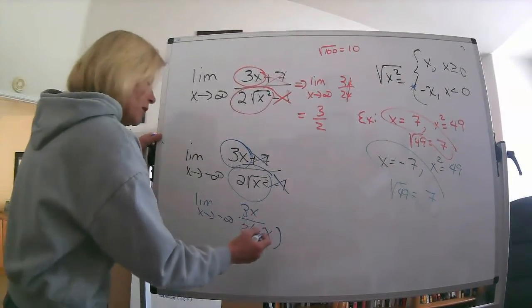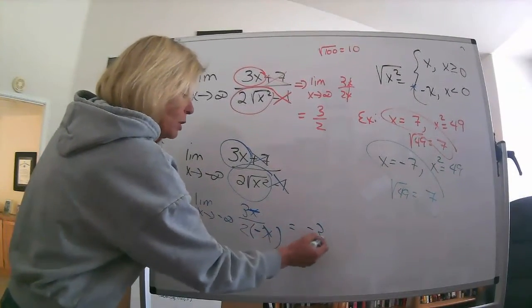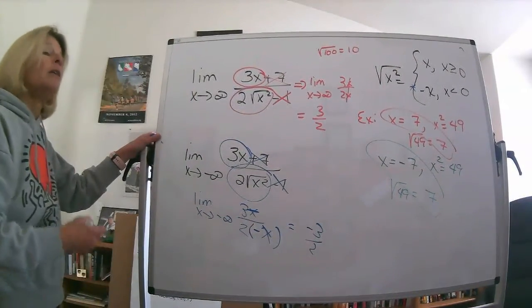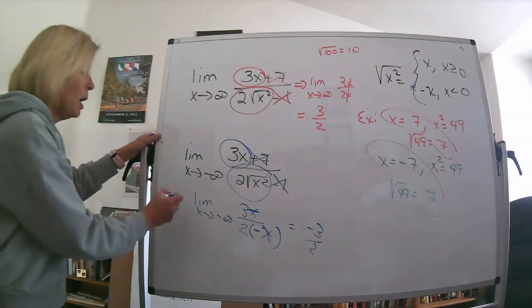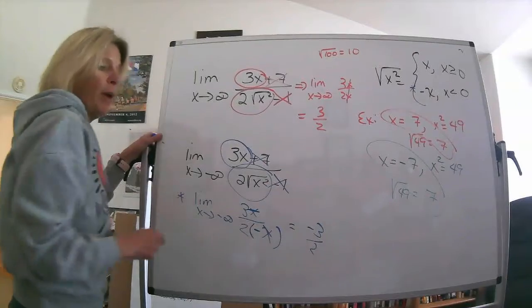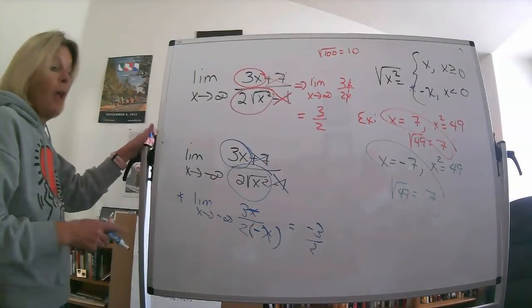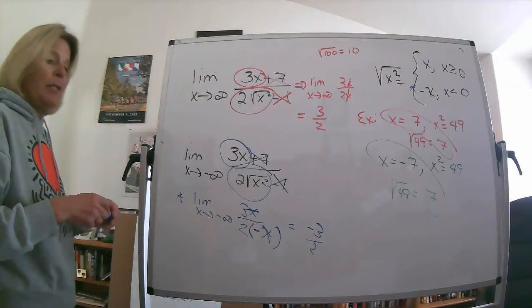When I simplify this, I get -3 over 2. Still, I have a horizontal asymptote at -3 over 2, but the reason we have a negative here goes back to the definition. And that's the main idea about limits at infinity.